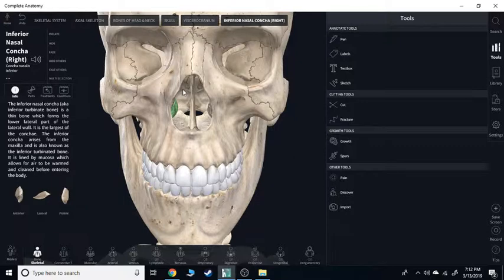Alright, that does it for the facial bones. Next, we'll be going over the vertebrae.